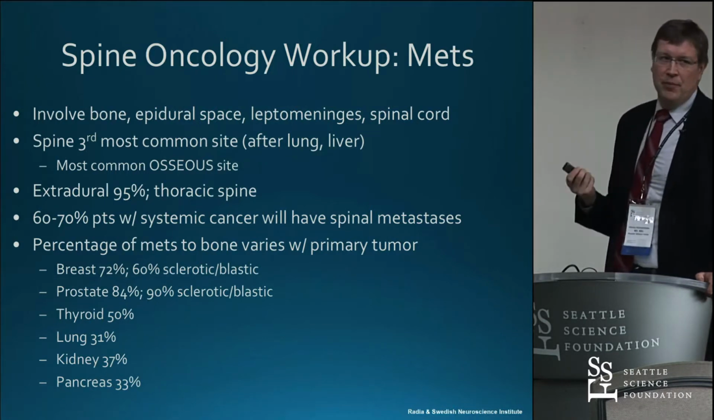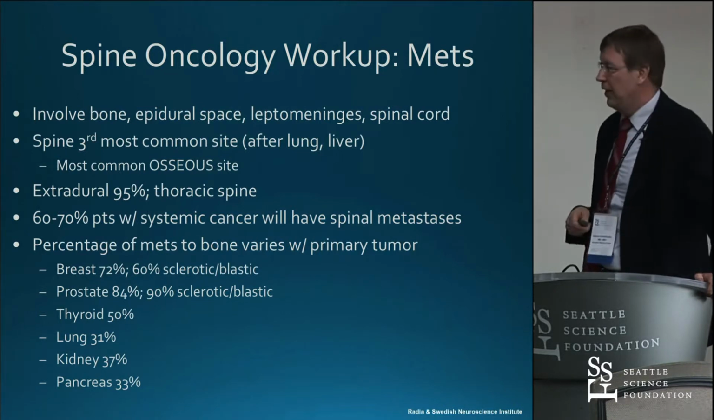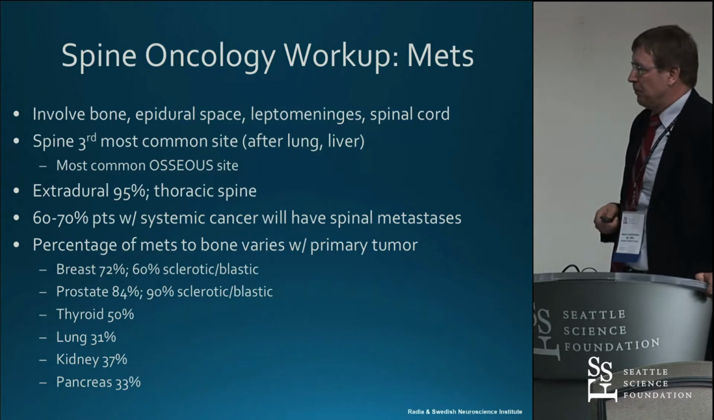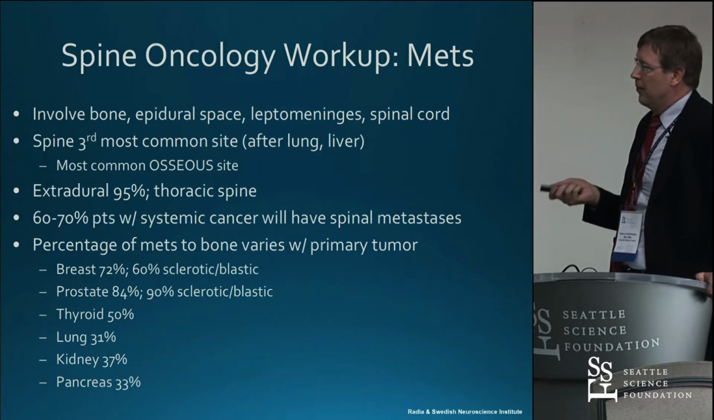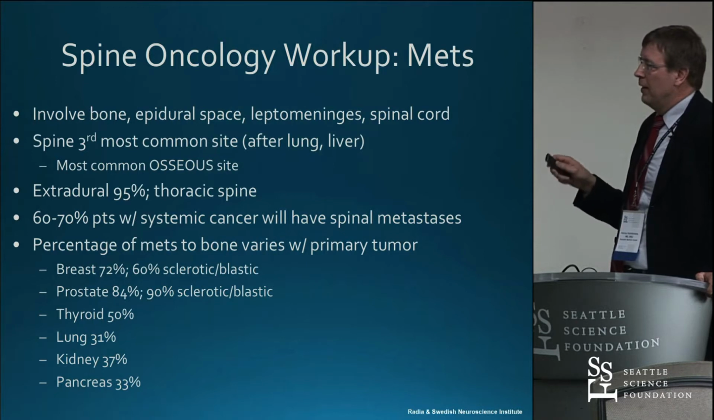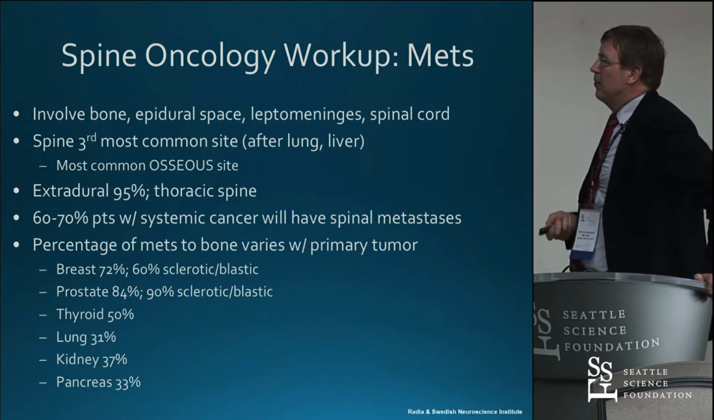60 to 70% of patients with systemic cancer will have spinal mets, and it varies by tumor type. The tumors that really like to go to bone and the spine are breast and prostate. You can see the percentages there. Both of these are more typically sclerotic and blastic versus lytic, and prostate certainly even more so.